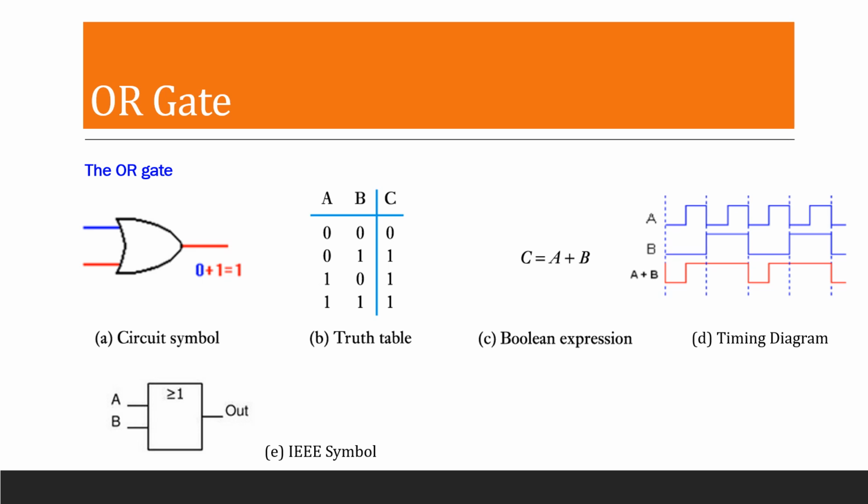And so this gate can be called as any or all. If any of the inputs is high or all the inputs are high, then it produces a high output. The logical expression used for representing this OR gate is C = A + B.